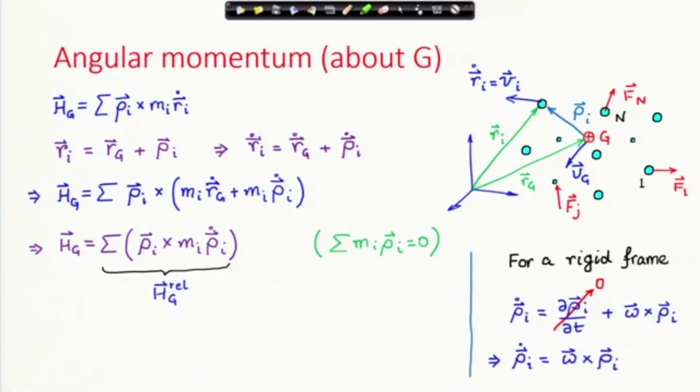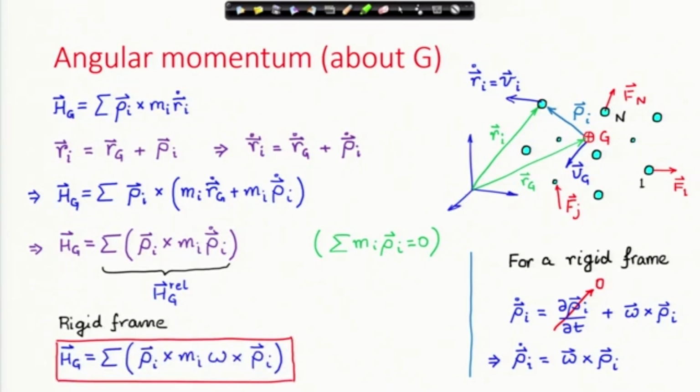Now, for a rigid frame, this we have seen before, rho_i dot, the rate of change of the relative vector, is nothing but omega cross rho_i. When everything is connected by a rigid frame, the center of mass is in a fixed relation with the distribution of the particles. So, rho_i dot is omega cross rho_i, which I can substitute in this expression of H_G or H_G_rel to express H_G in terms of the angular velocity of the frame.